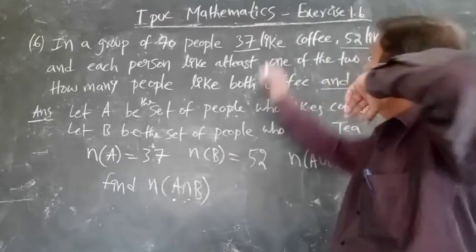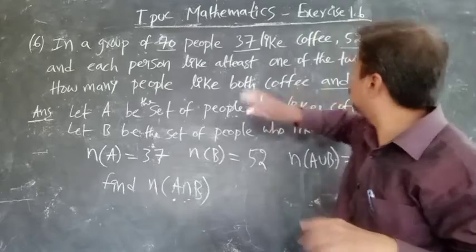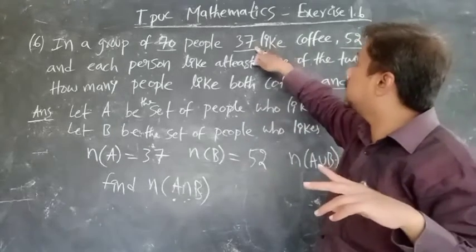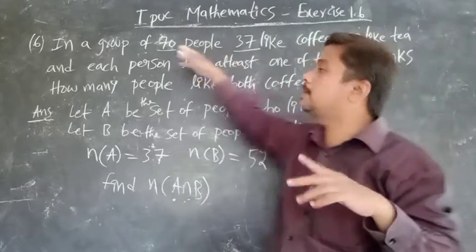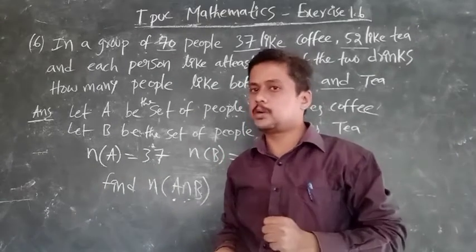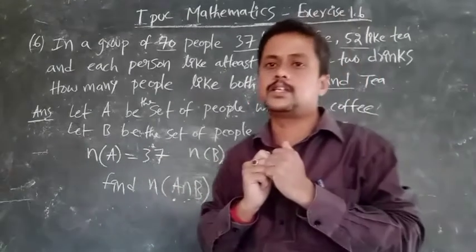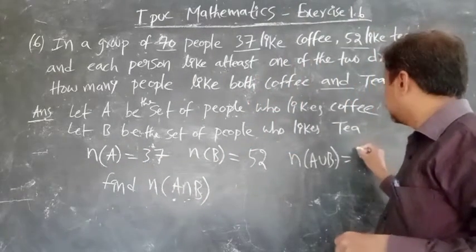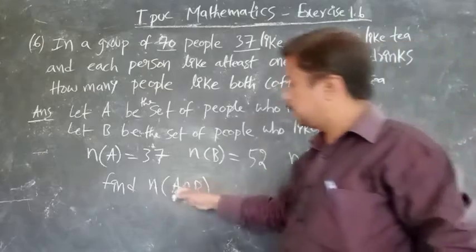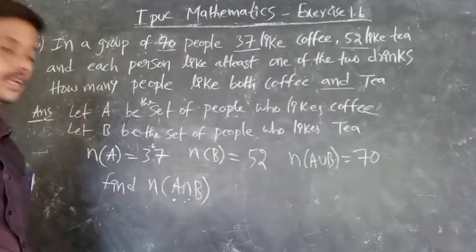How many numbers are there? 1, 2, and another number 3, only 3 numbers are there. This is n of A, this is n of B. What remains is n of A union B. "In a group of" means the union, the group union. Therefore it is equal to 70. I have to find n of A intersection B.